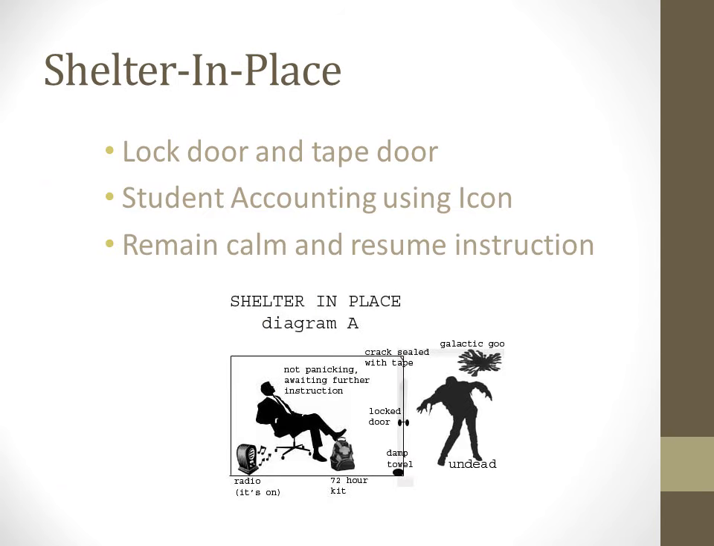Shelter in place. For each of these procedures, whenever we have a shelter in place, soft lockdown, or hard lockdown, the first thing you need to do is lock your door. And for the shelter in place, you need to lock and tape the door. Go to the critical event icon on Interact, and of course remain calm and resume instructions.